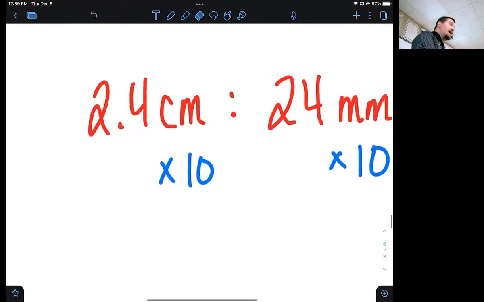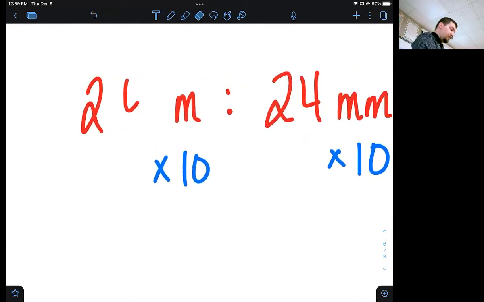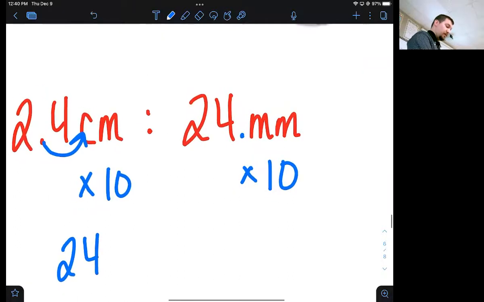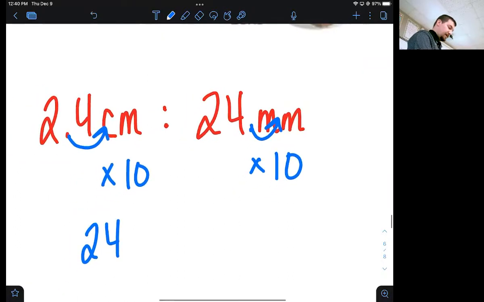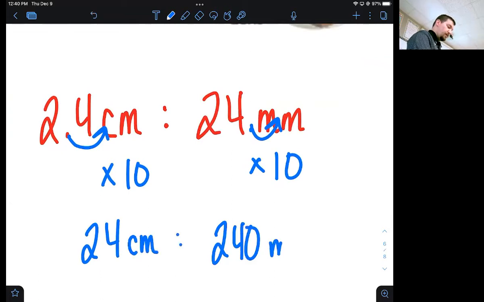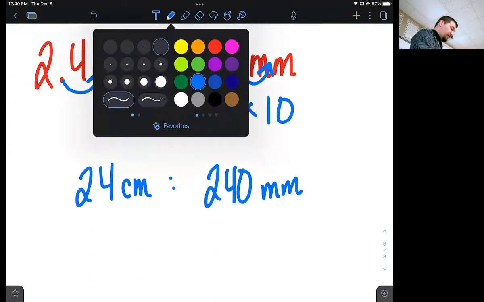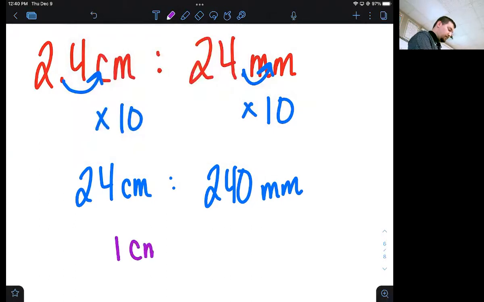In this case, it's not at the end of the number, so timesing by 10, we'll slide it over and make it 24. This time the decimal is at the end of the number, so we'll slide it over and add a 0 to make it 240. So now we have the scale of 24 centimeters is 240 millimeters. Now we can reduce it. What number goes into 24 that's going to go into 240? Yeah, 24 will go into both of those. 24 will go into itself one time, and 24 will go into 240 10 times.